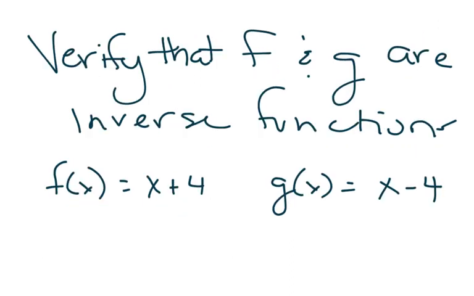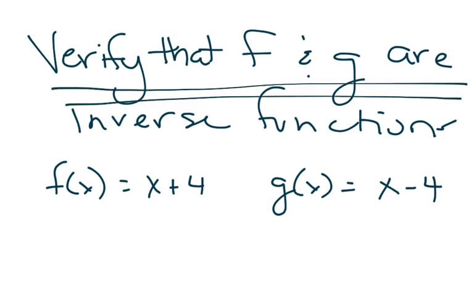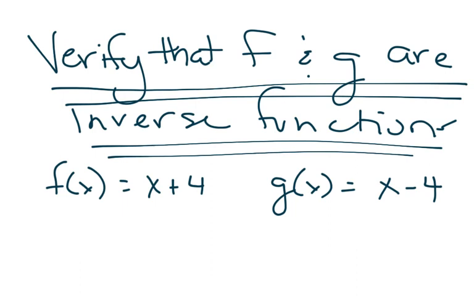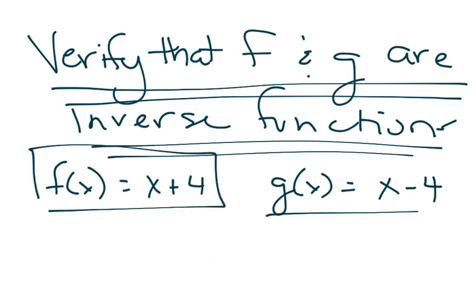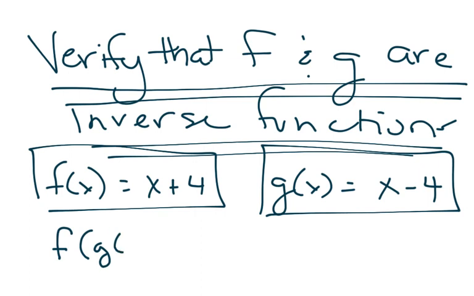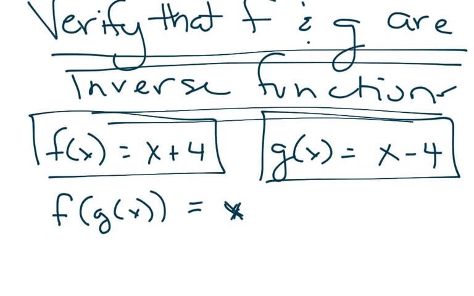The next thing they're going to ask you to do in this section is to verify that 2 functions are actually inverses of each other. So here's 2 functions, f of x and g of x. How can I prove that they are indeed inverses of each other? Well, we're going to do f of g of x. Remember, that means put g into f. And if we do that and we get x, then we're on the right path.